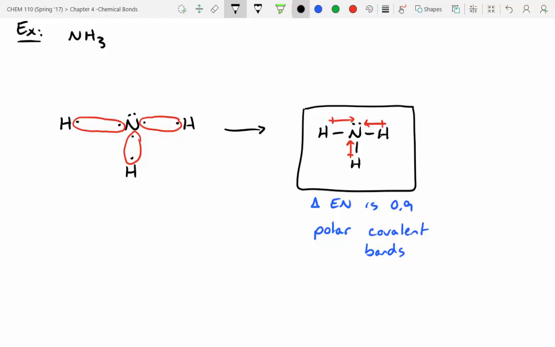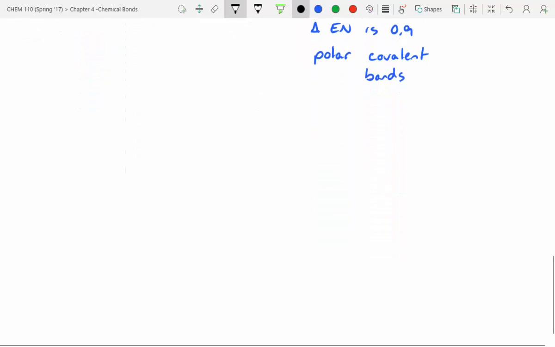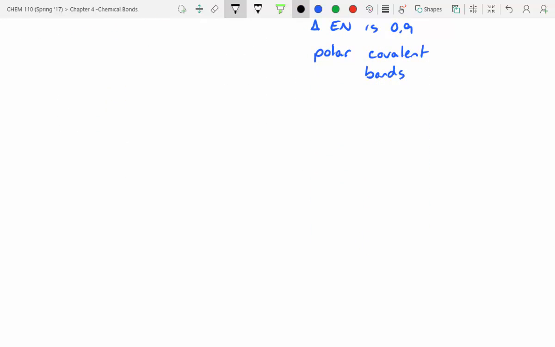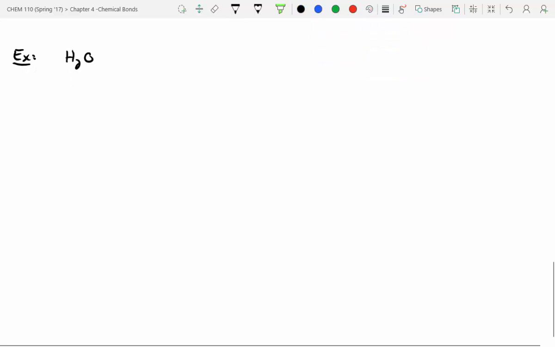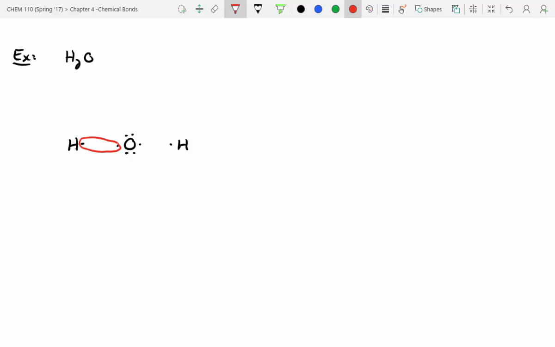Okay, let's do one last one, and this one's a little bit more complicated, although it appears easy. Let's do our classic one, H2O. We know we've got hydrogen, we know we've got oxygen, and we know we've got hydrogen. Hydrogen has 1 valence electron. Oxygen has 6. So we can go ahead and pair these up. Not too bad.